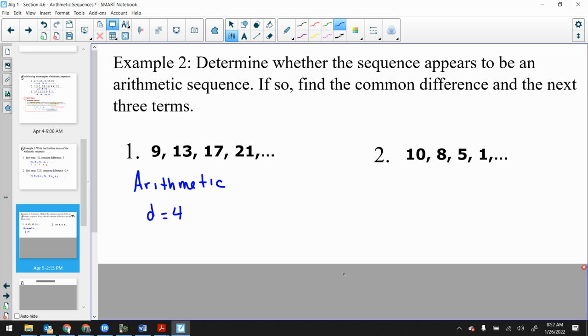Let me show you by number 2. Basically, it's got to always add or subtract. So our common difference is 4, and so that means I've got 25, 29, and 33, right?